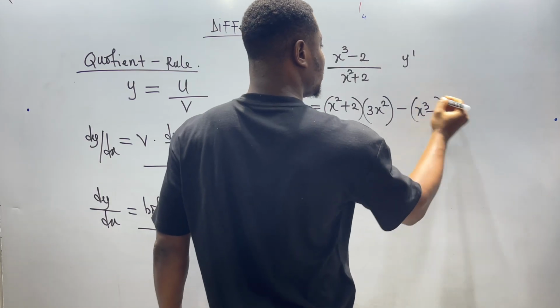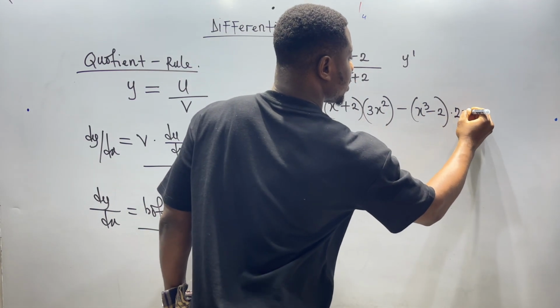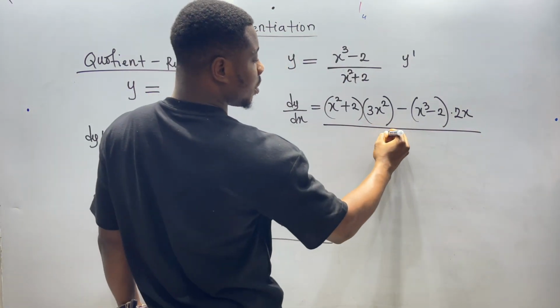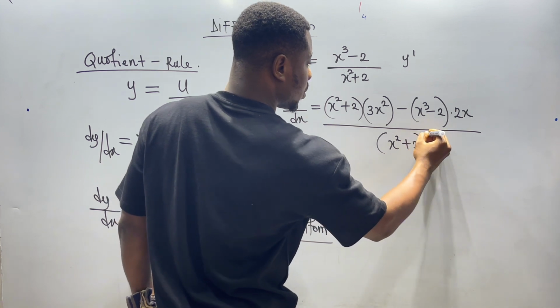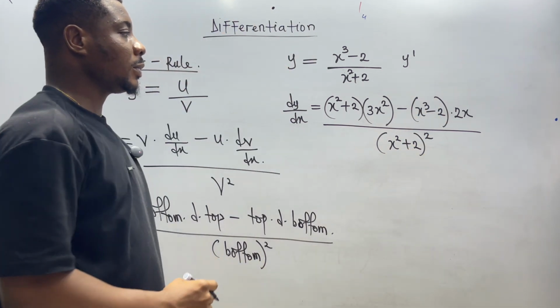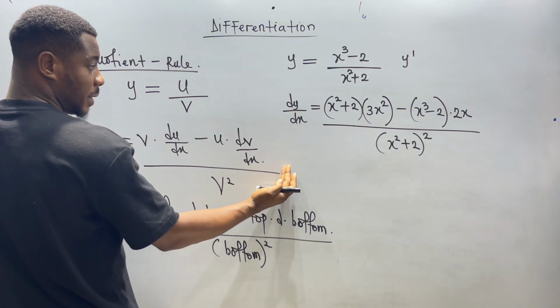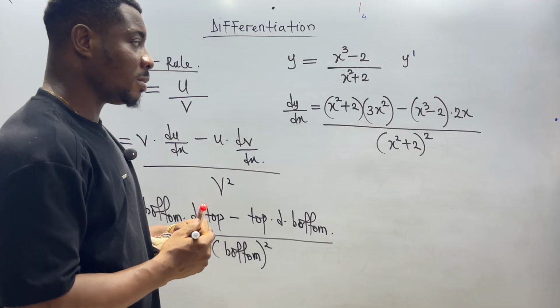Okay, then we have to differentiate bottom. And when we do that, we're going to be having 2x divided by square bottom. So when I square bottom, I'll be having x squared plus 2, then you square it. Okay, so we have actually done this step here. The next thing we have to do is to simplify what we have. Okay, let's simplify what we have.